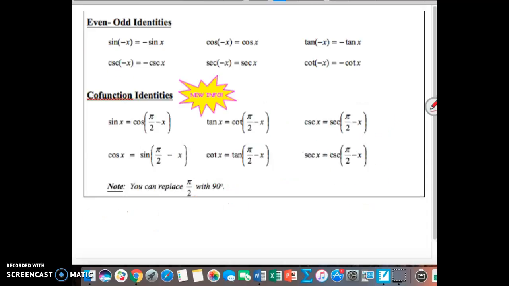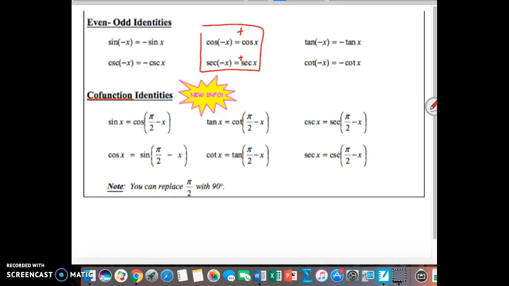The next thing we will take a look at are even odd identities. This is also nothing new. We know that if we have sine of negative x, that makes negative sine of x. Same thing goes for cosecant. If we have cosine of negative x, that makes positive cosine of x. And same thing goes for secant. We end up with a positive secant of x. And then for tangent, if we take tangent of negative x, we end up with negative tangent of x. So if we ever have a trig function with a negative x, the only ones that become positive are cosine and secant.